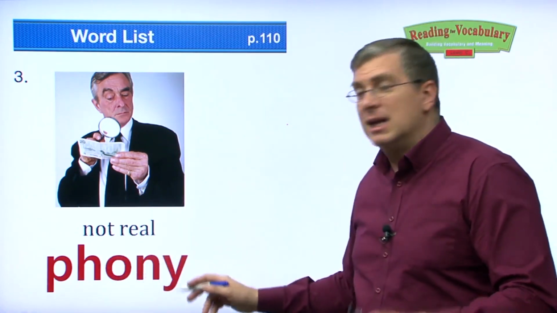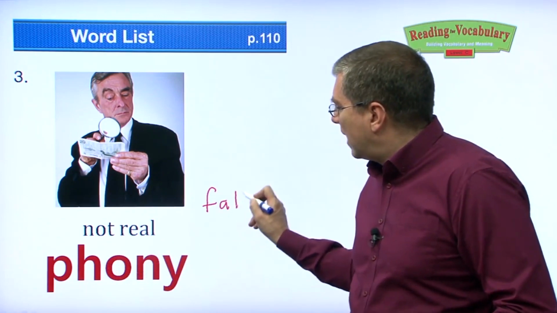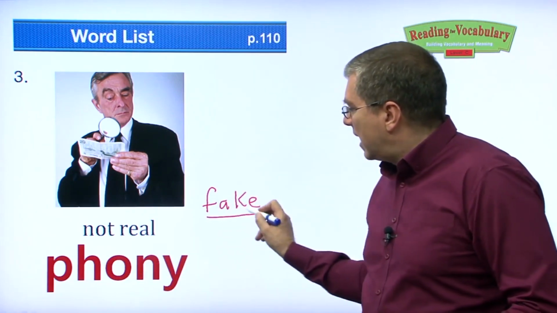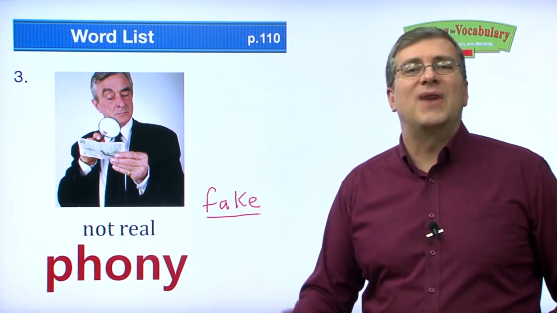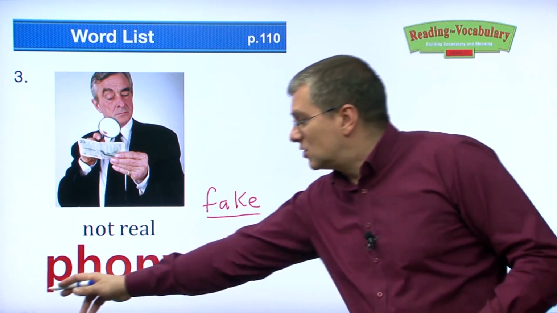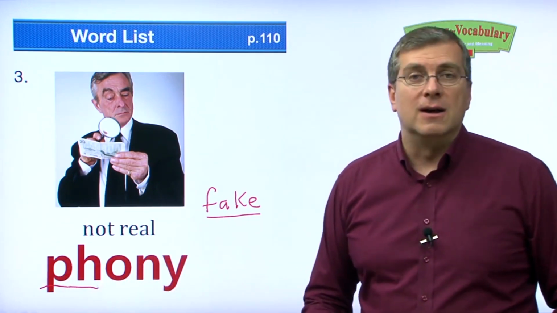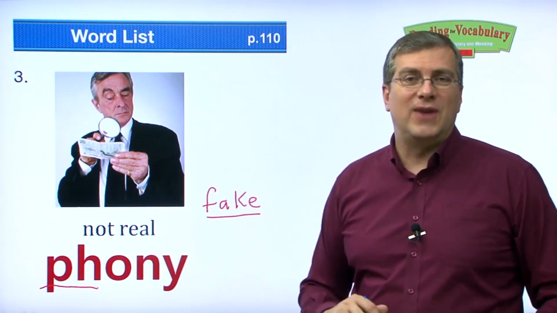It's phony money. There's another word that's very common we use for that. We say fake. If something is fake, it's the same as saying phony, not real. It's fake, it's not real. It's phony, it's not real. PH is pronounced as f, phony. Okay, so it's phony, not real, or it's fake.